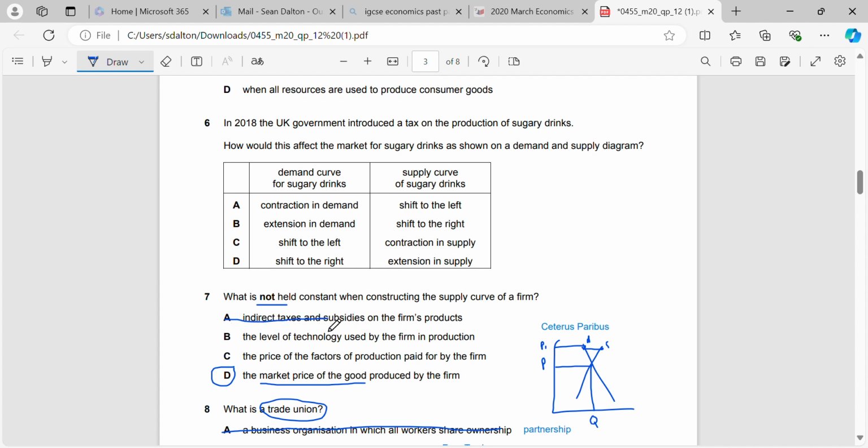So that would be A, indirect taxes and subsidies affect supply. Level of technology is also a factor that can shift supply. And the price of the factors of production paid for the firm is also held constant. We're only considering the price of the good, not the price of the factors of production.